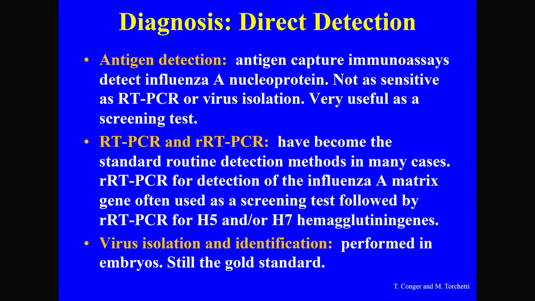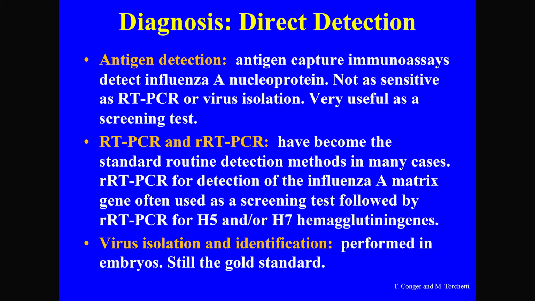Direct detection. Direct detection would be by detection of the antigen. There are various antigen capture immunoassays which can directly detect the influenza A nucleoprotein. These are not as sensitive as real-time PCR, that's the RT-PCR, or virus isolation, but they are very useful as a screening tool to detect this disease.